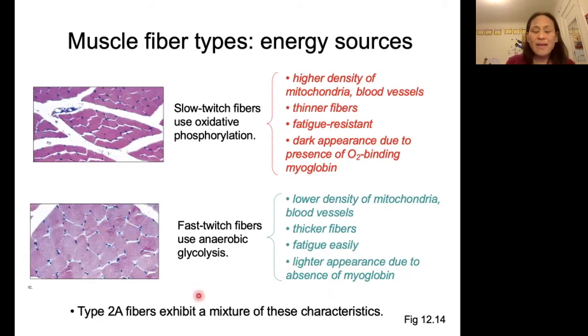I do want to mention that there is an intermediate fiber type called the type 2A fibers, which exhibit a mixture of these characteristics. So it's kind of intermediate between the slow twitch and the fast twitch fibers.